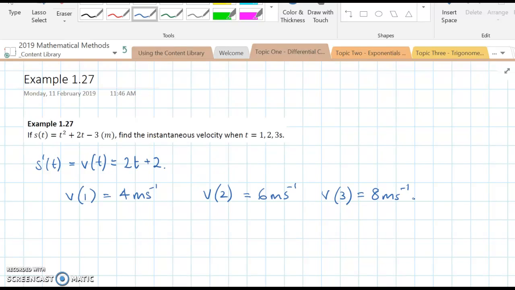So instantaneous velocity is simply the derivative of our displacement function, and it is instantaneous, so we can substitute in unique points of 1, 2 and 3.